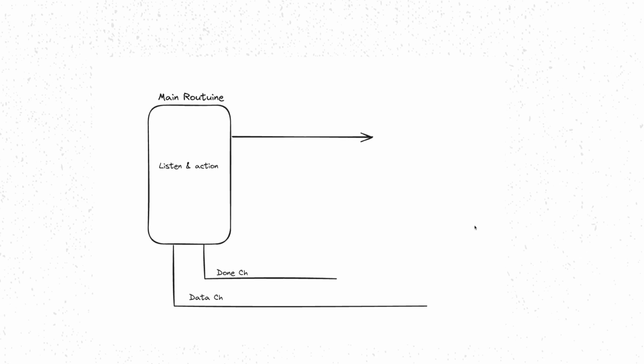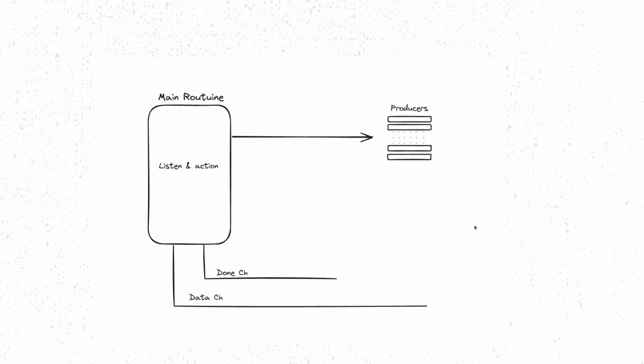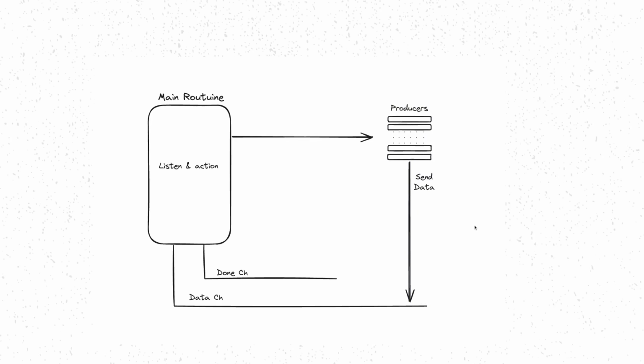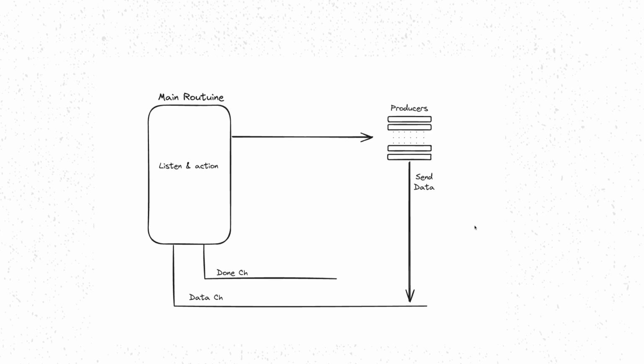Now for this, I'm going to mock producers, which in this case is going to be 100 Go routines that we will have. And they are also going to be sending this data into the data channel. So that's the first thing we're going to do. Again, we're simulating many Go routines that are sending data into the data channel.